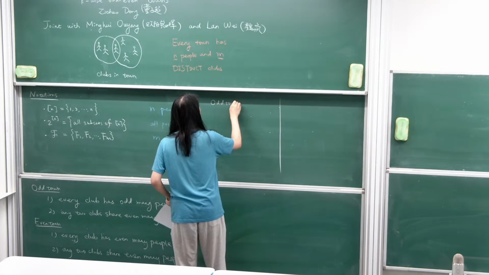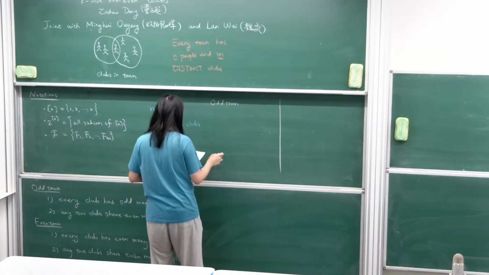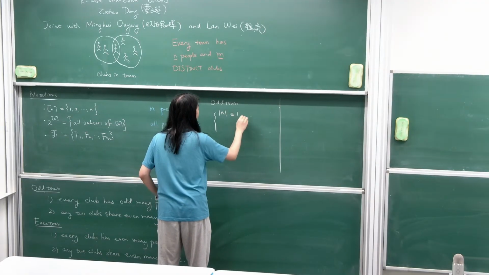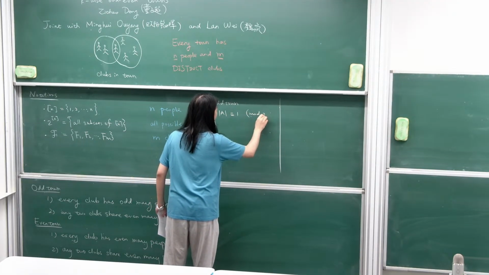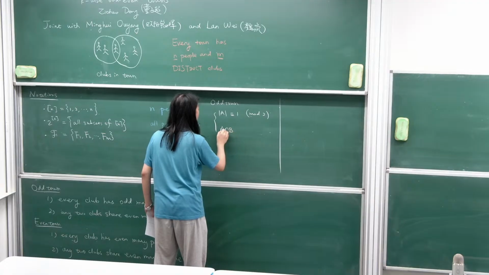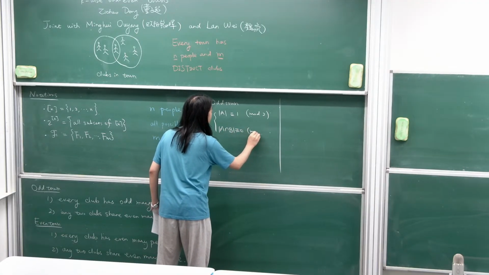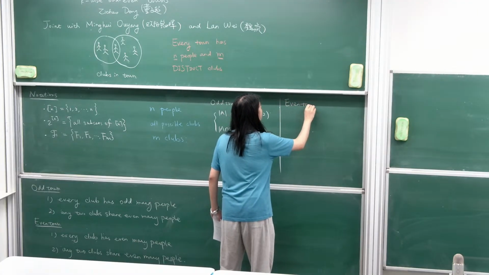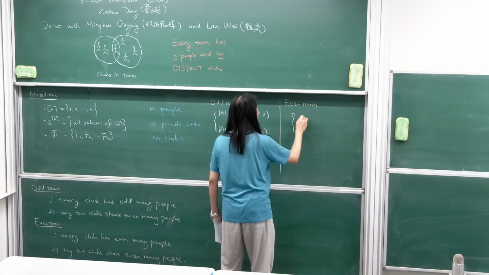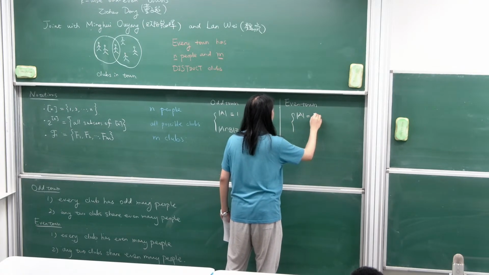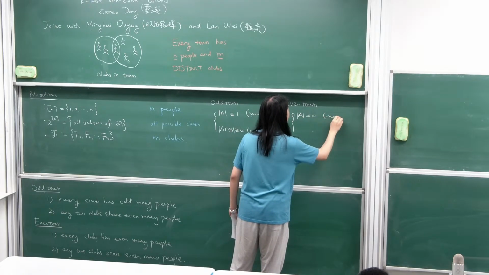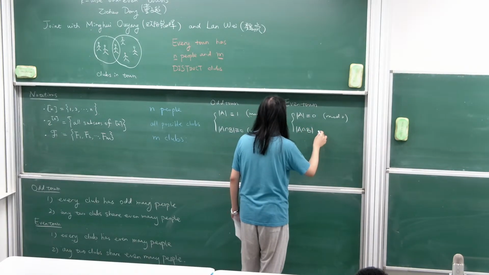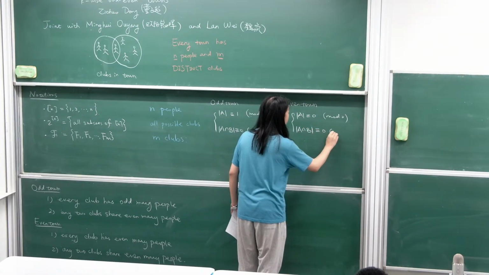In this language, what is an oddtown? An oddtown is that every set is odd, and every intersection is even. Well, what is an eventown? This is that every set is even, and every distinct pairwise intersection is even again.